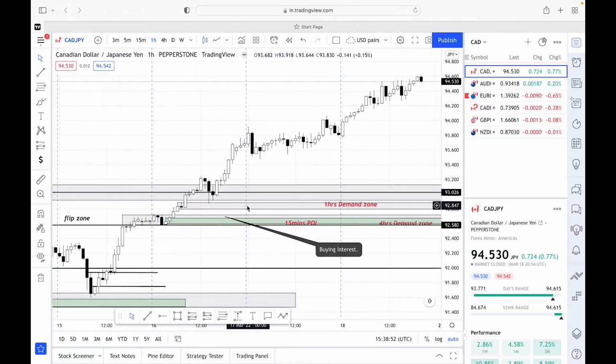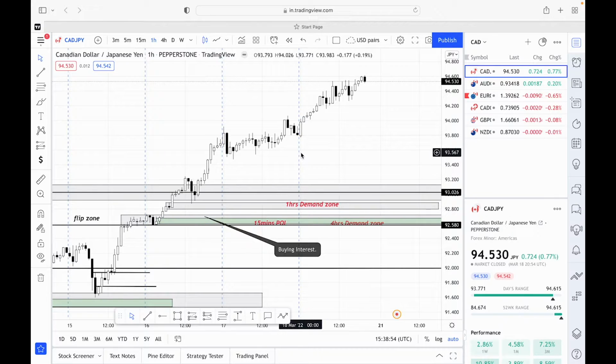Price went up in that very direction, and even up until the very close on Friday night, there was no reason for the market to reverse. So let's see what next week is going to hold.